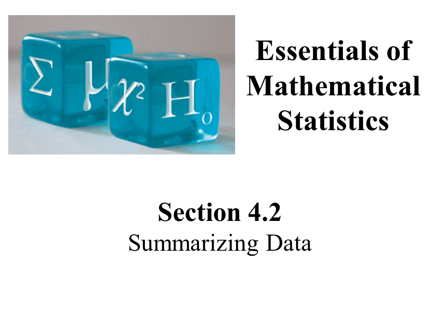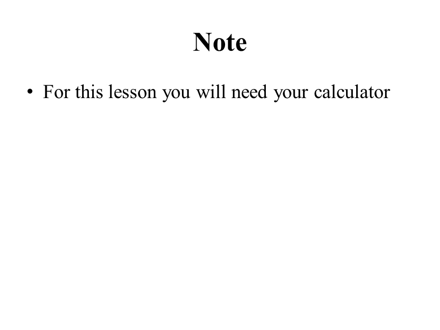In section 4.1 we talked about what statistics is, why we are doing it, some different types of data and how to collect them. In section 4.2 we're going to start talking about what we do with that data once we have collected it. Now, a quick note for this lesson: you're going to need your calculator, because here in a bit we're going to talk about how we can use the calculator to perform some of the calculations in this section.